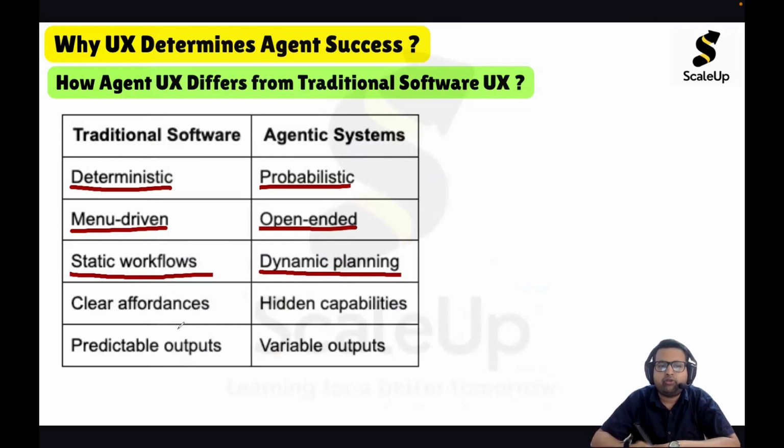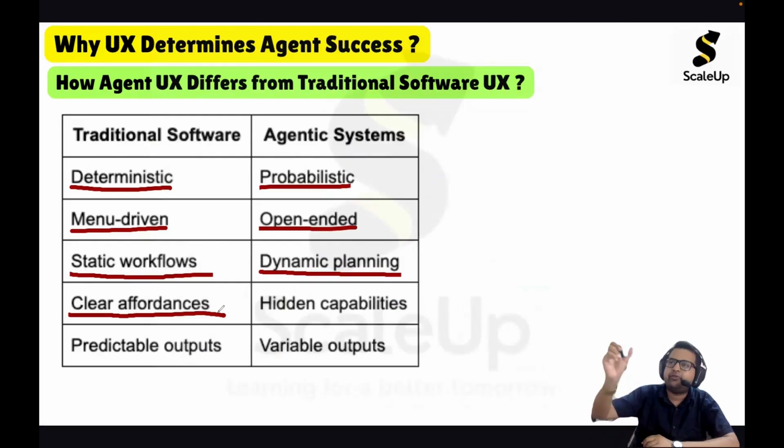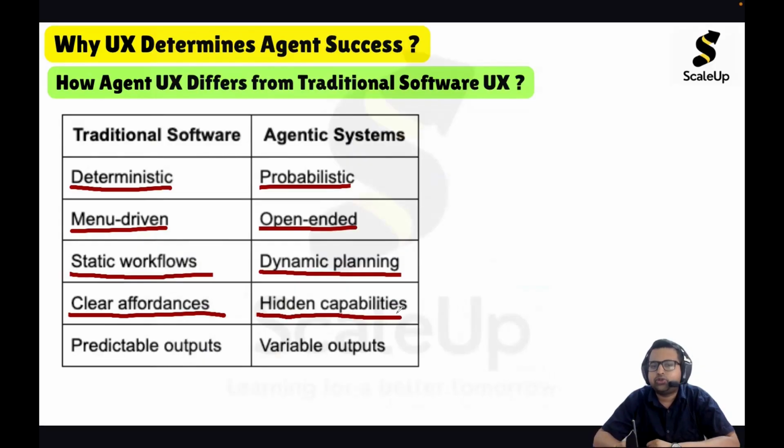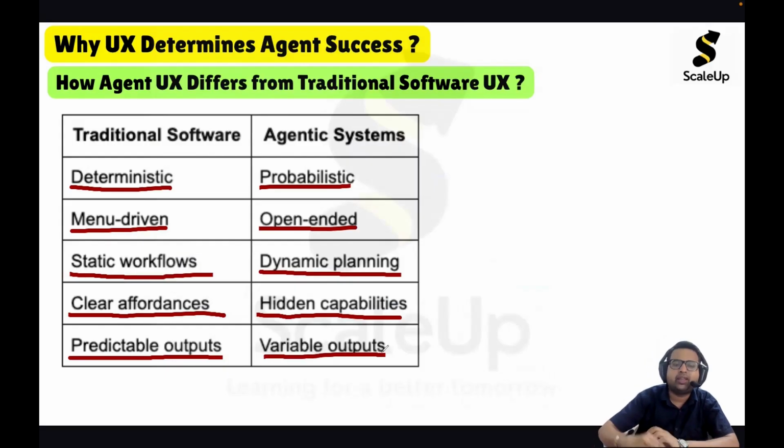For traditional software, we have clear affordances, wherein we have fixed UI components, but in agentic systems, the capabilities are usually hidden and we have to showcase them. That's the discoverability factor. For traditional software, the output is predictable, but for agentic systems, the output can be very variable. We can have variable outputs, and even uncertain outputs.